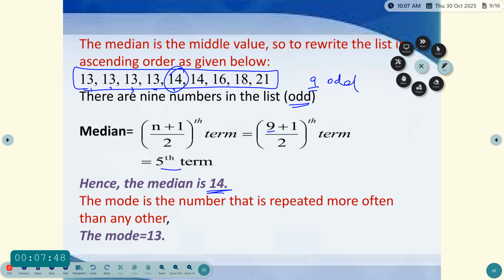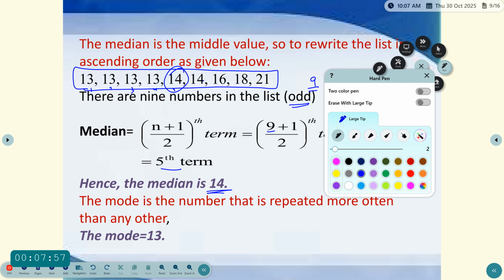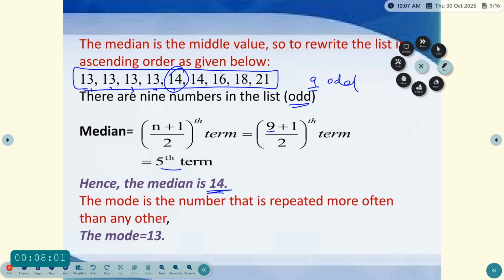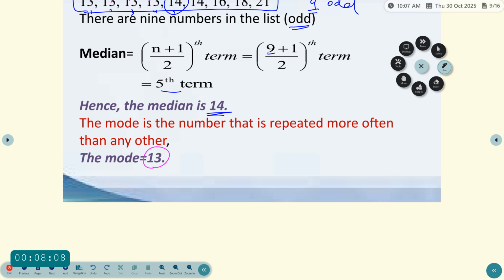Now, what is our mode here? The most repeated value. Here 13 is repeated 4 times. So the most repeated value in our given data is 13, which occurs 4 times. So the mode is equal to 13. Unimodal, only one mode for this problem. The most repeated value is 13.